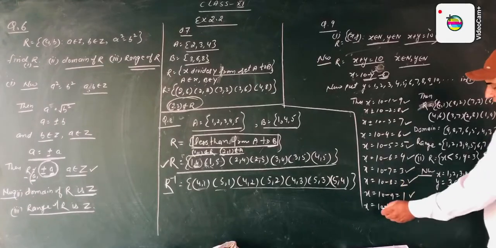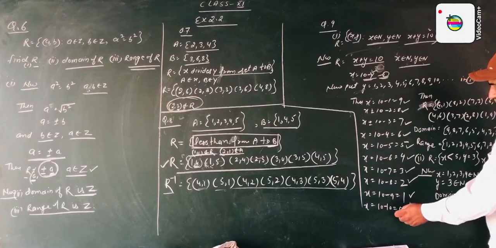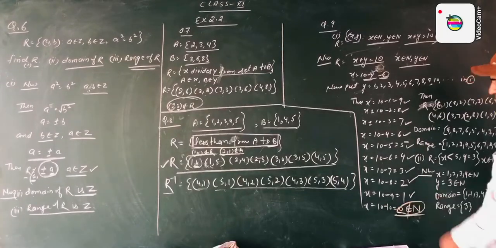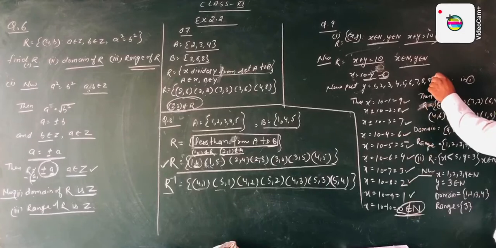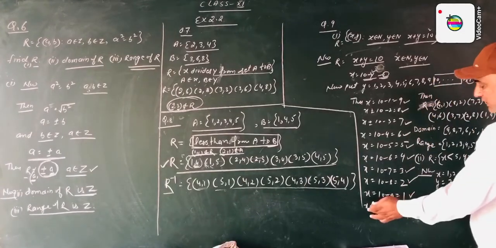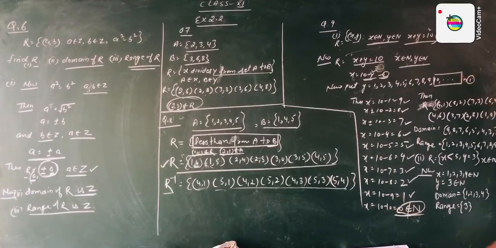We put 10. 10 minus 10 is equal to 0. This 0 does not belong to the natural numbers. It means that after this 10, all natural numbers do not give a natural value of y. So we do not include these numbers.